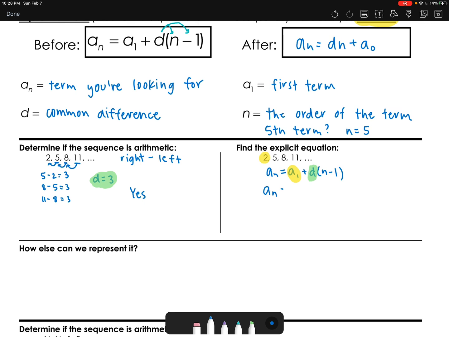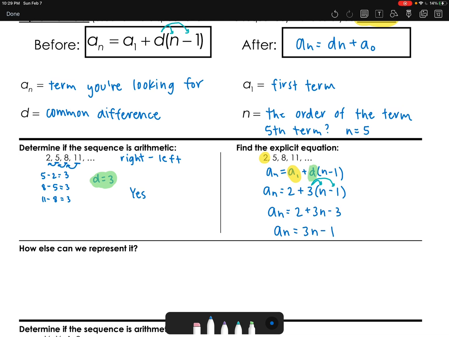And so we have a sub n equals 2 plus 3 times n minus 1. And remember, we have to simplify this, and so we need to distribute this 3 to everything inside the parentheses, and so then we are left with a sub n equals 2 plus 3n minus 3. Combine your like terms, and you are left with 3n minus 1. So when you are writing your explicit equation and simplifying it, your parentheses need to be gone and your like terms need to be combined, and you will be left with an equation looking something like this.